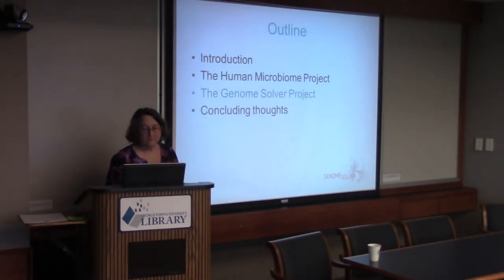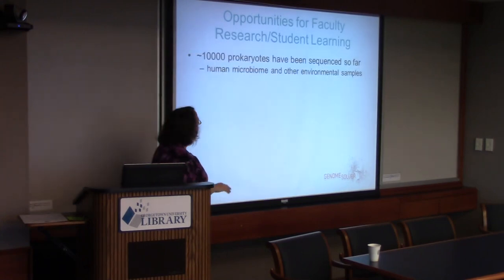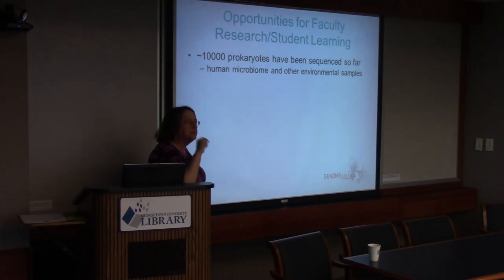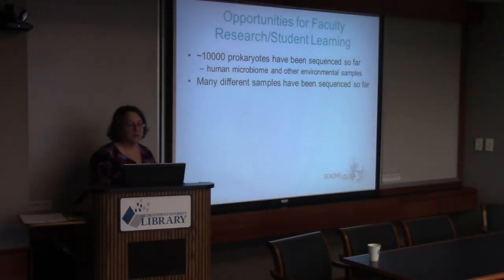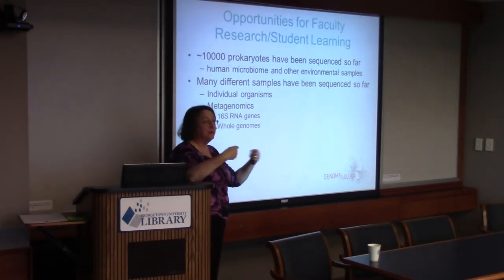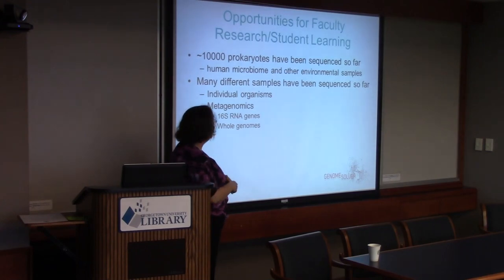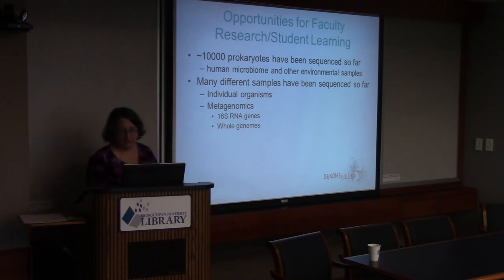It'll be really interesting. Okay, so let me now turn my attention to the Genome Solver project. What we realized is that because we have all of these DNA sequences available so far to study, at this point, most of them have only been studied by computer algorithms, by machines. So not very many human eyeballs have actually looked at them and tried to analyze them. There are about 10,000 prokaryotes in the database right now, bacteria from the human microbiome as well as from other environmental samples. Many different samples have been sequenced so far, individual organisms, as well as something referred to as metagenomes, where we try to understand the population structure of all the prokaryotes, all the bacteria present in a particular body location or in an environmental site. That's referred to as metagenomics.